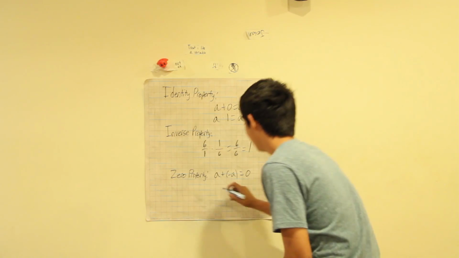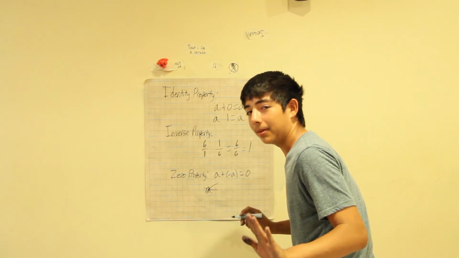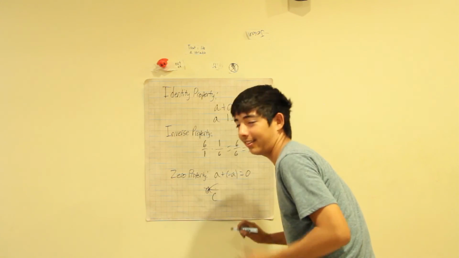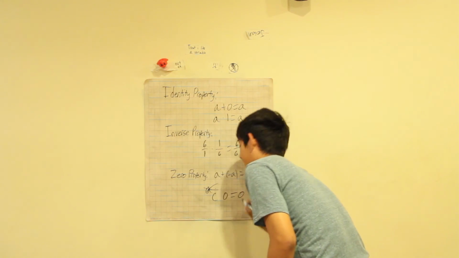And for multiplication, A times, no, sorry. We're cool here at Winnie High School Study Guide. We're gonna use C, because C is always left out. C times 0 is always equal to 0.